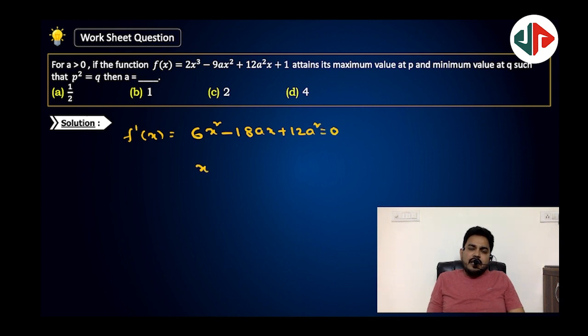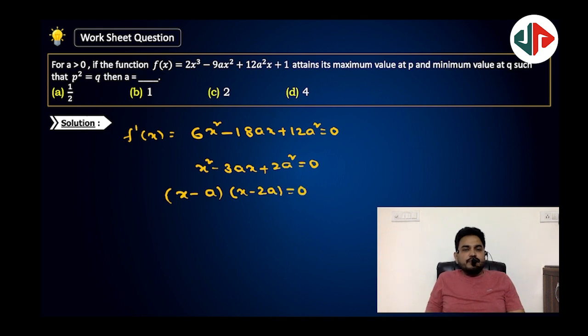Or x square minus 3a x plus 2a square is equal to 0, as we are dividing by 6. So I can write x minus a into x minus 2a is equal to 0. So the cubic curve will be like this. This is a, this is 2a.